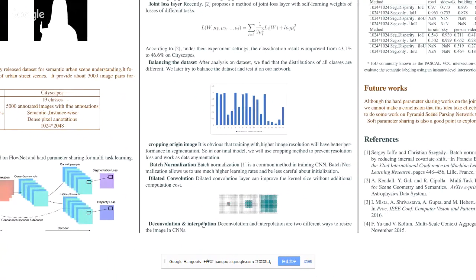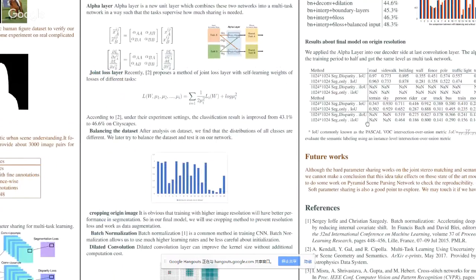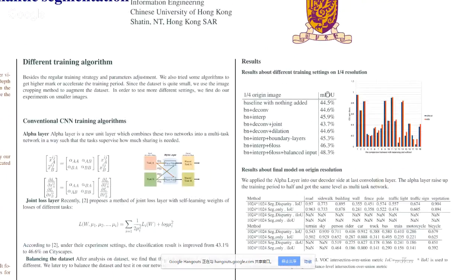And the rest of the algorithms are some traditional segmentation network training tricks, and we use them on our network in our experiments. And let's go to the results part. Our experiment is actually divided into two parts. In my part, we resize the original image into smaller images to have better training speed and efficiency, so we can test more different settings.